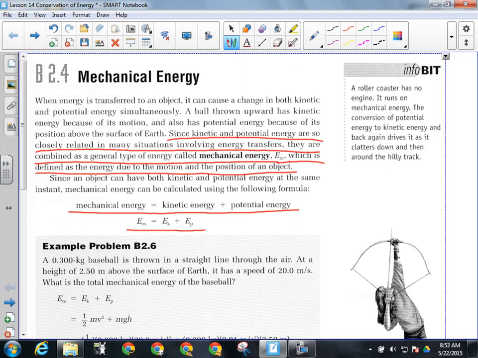Right. So at first, the math of this is fairly simple. If I want to calculate the mechanical energy of an object, I add its kinetic energy and its potential energy together. Okay, pretty simple. We have formulas for both. We know how to calculate potential energy. It's m times g times h. We know how to calculate kinetic energy. It's 1/2 mv squared. So it's not going to be hard to solve problems related to that.